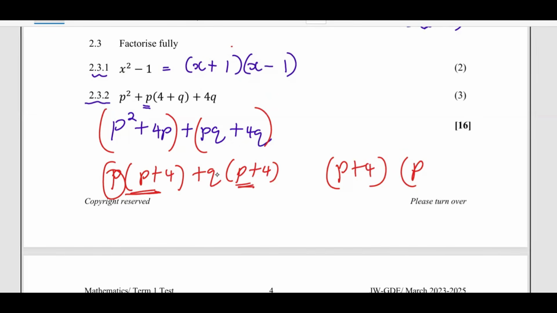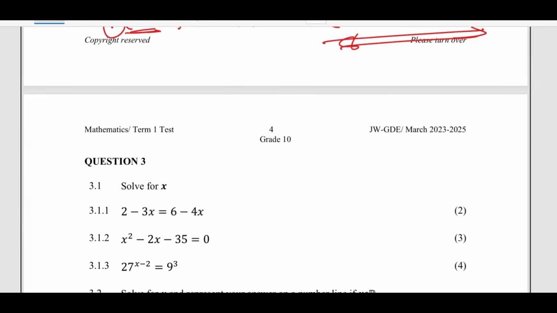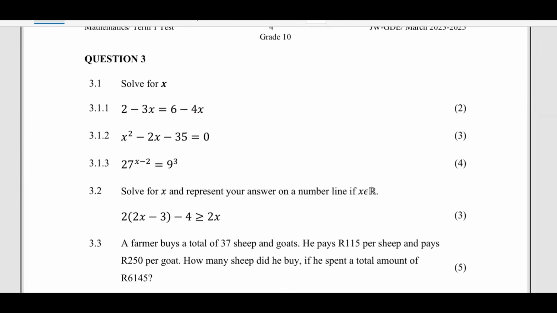When p plus 4 is removed, we are left with a q. Okay, so that is how we obtain that. So those are 26 marks in the bag. All right, then question number 3, we have solve for x.